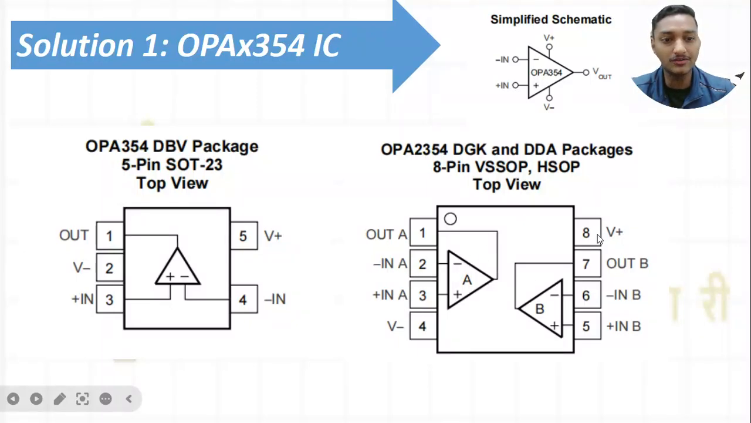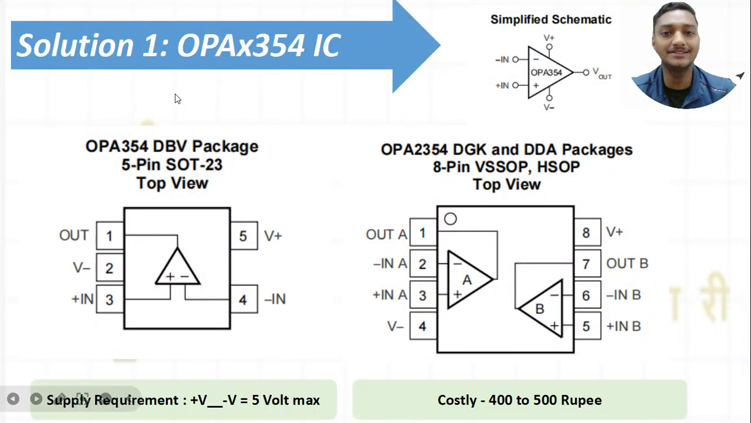I need only one supply, plus V and minus V, and then the sense signals are between plus IN and plus INB. So I will keep these two signals here, and I will take the two outputs which I can use for further processing, right? So this is the overall story.